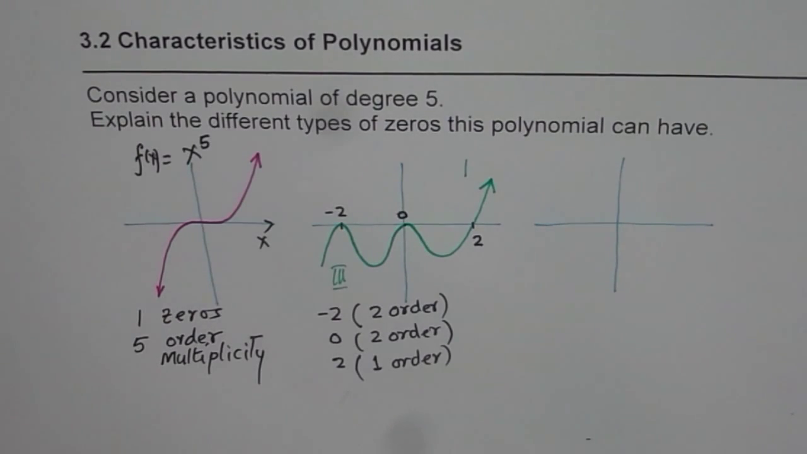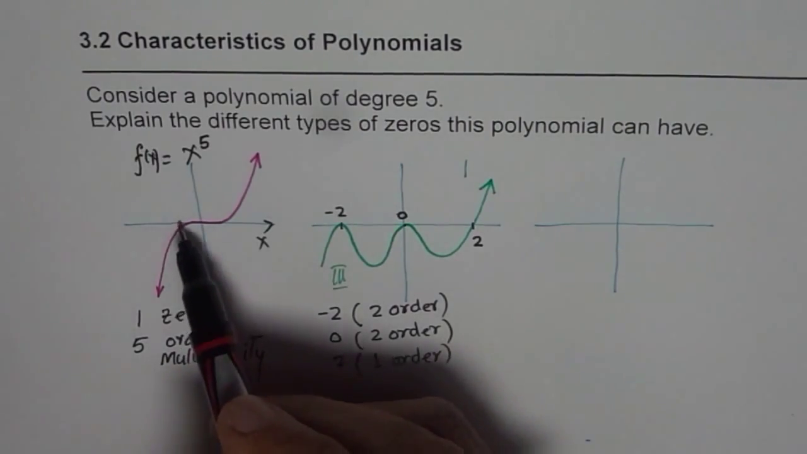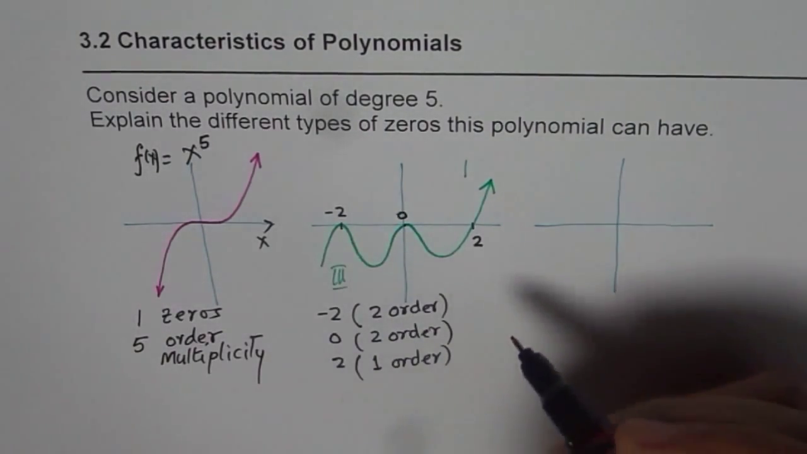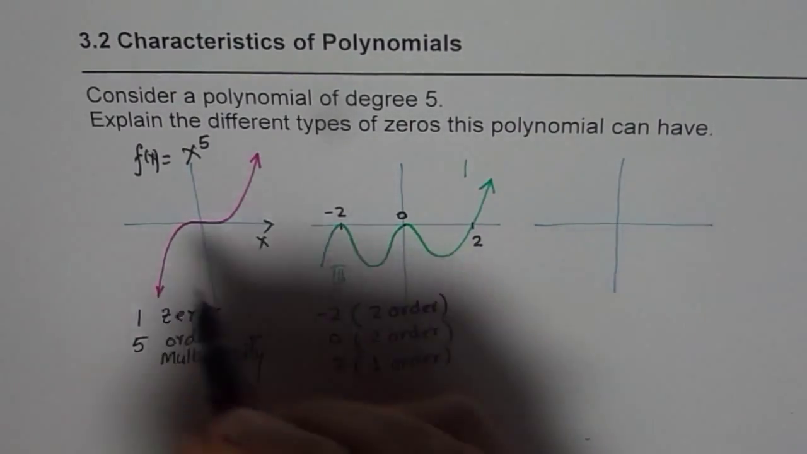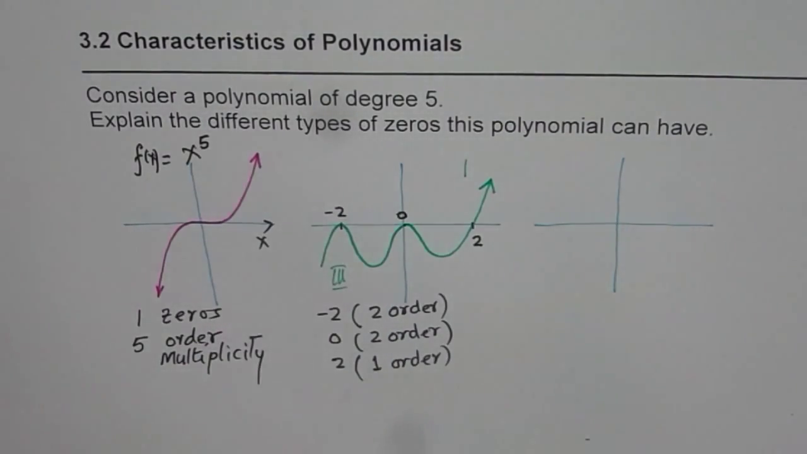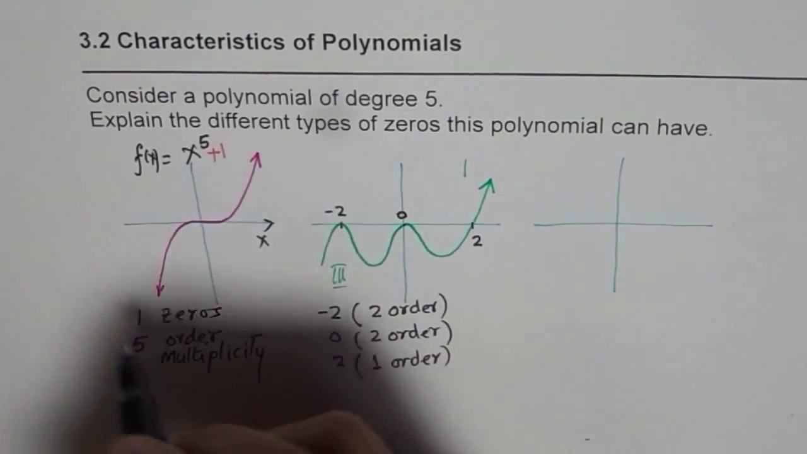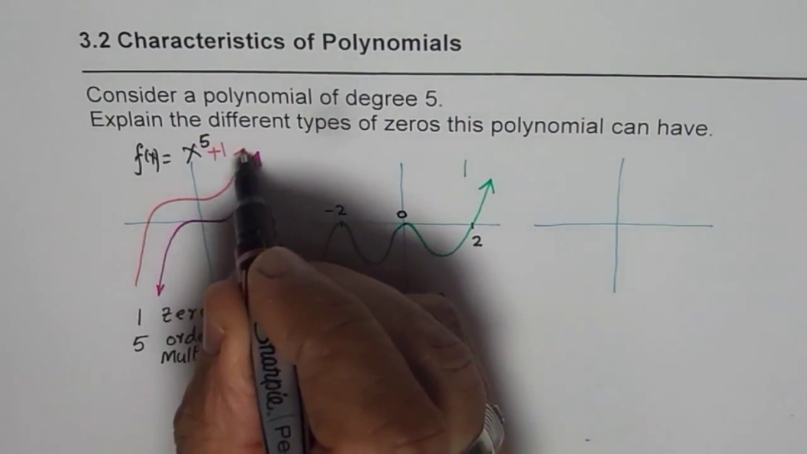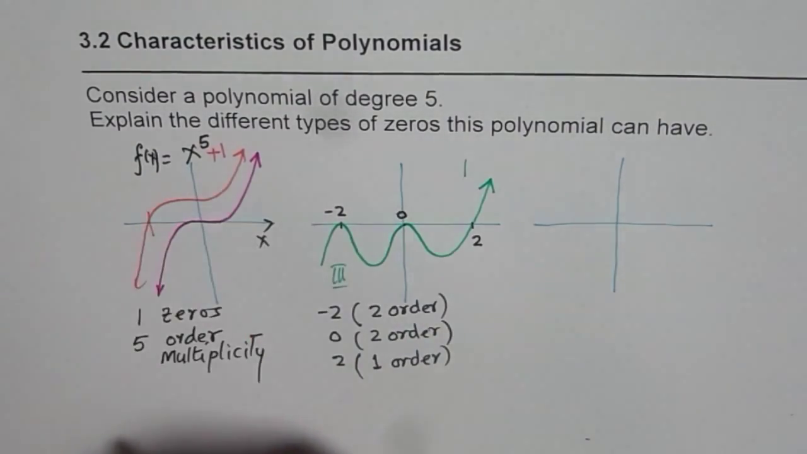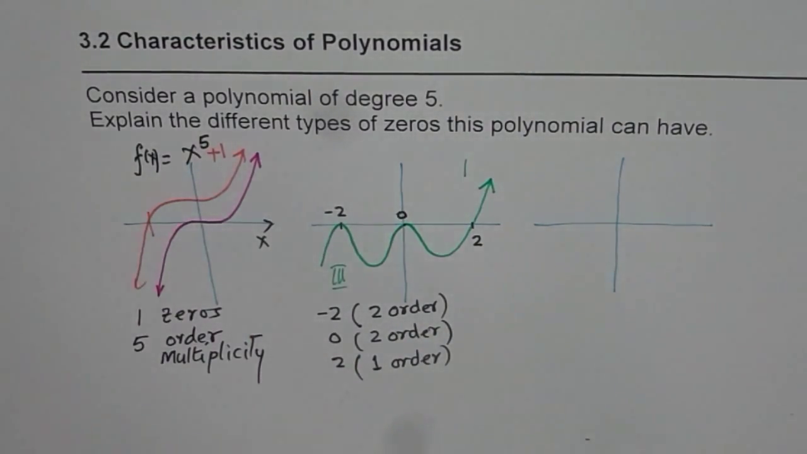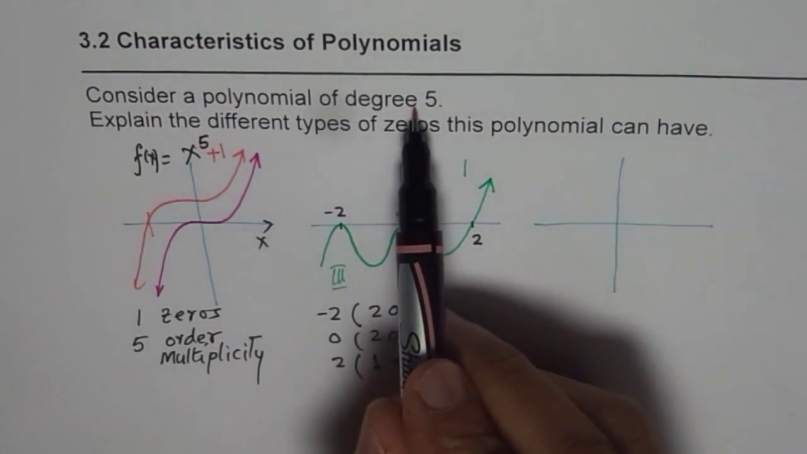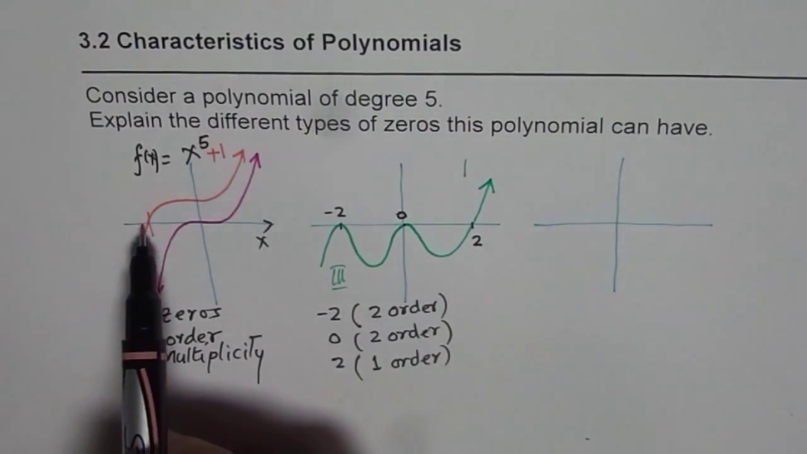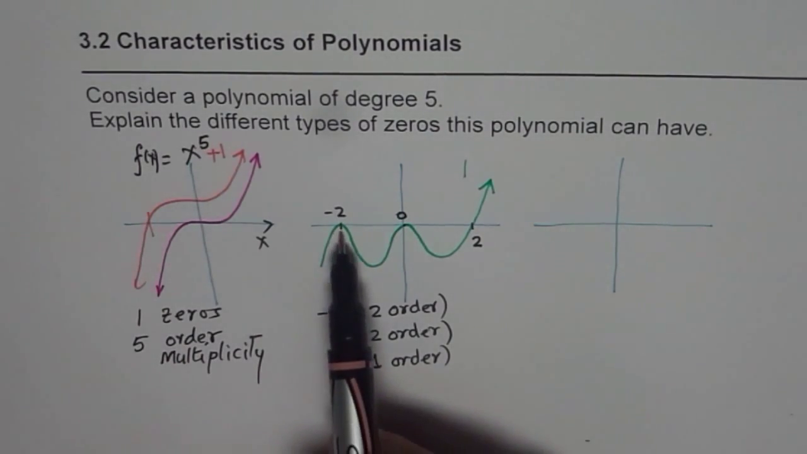Well, we may have just 1 zero at times for a degree 5 polynomial, where we could have this translated up, right? Let me just change this a bit. If I do plus 1, what happens? We'll have a linear zero. Do you see this like this? So in that case, we have just 1 zero, right? So a degree 5 polynomial can have 1 zero. The order of zero could be 1, could be 5, could be 2, right?